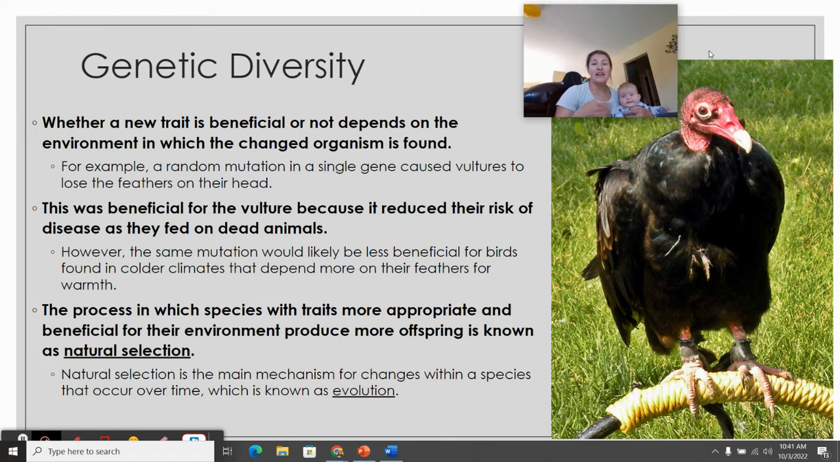So they're actually healthier. It's not going to be beneficial for birds that are found in colder climates because obviously their head's going to get cold and they depend on their feathers for warmth. So these vultures that live in warmer climates, they're either going to migrate like the turkey vultures in Wisconsin do, or they just live in warmer climates and not having those feathers is beneficial. So through the process of natural selection, that trait has become common. And now all vultures don't have feathers on their head, which is kind of cool.